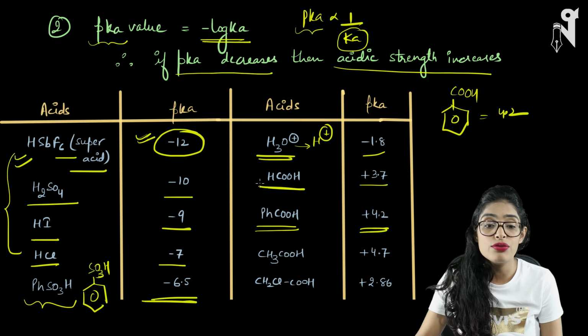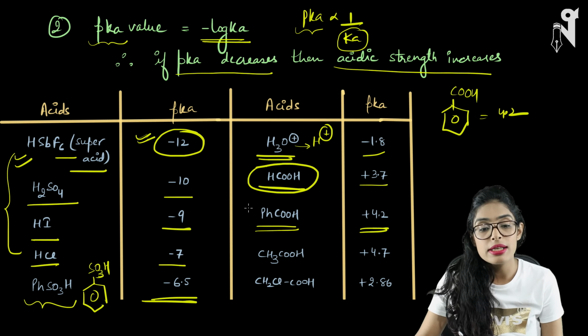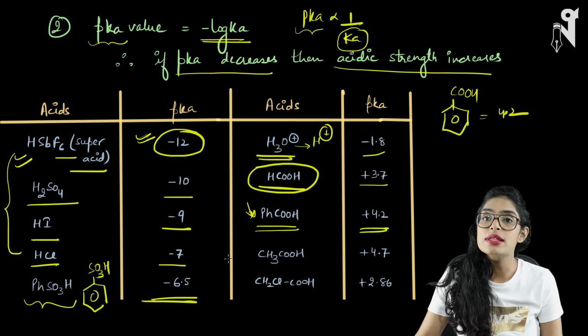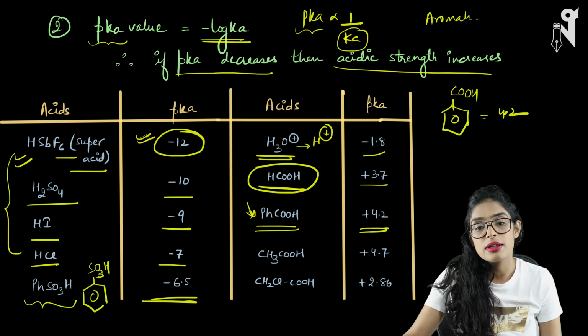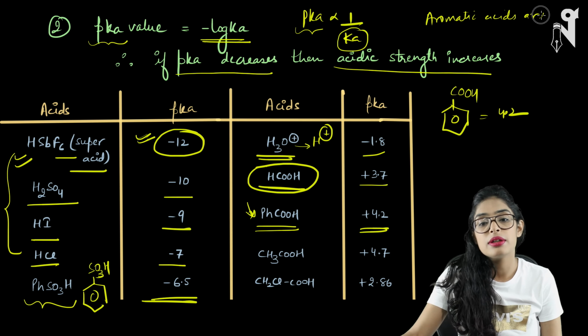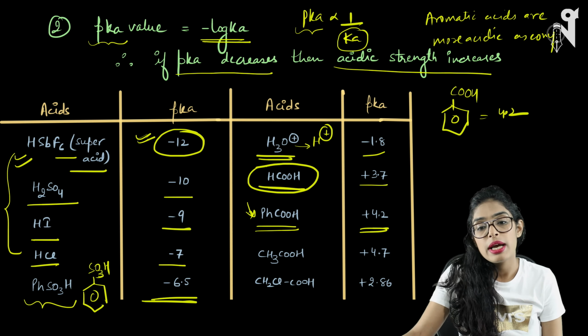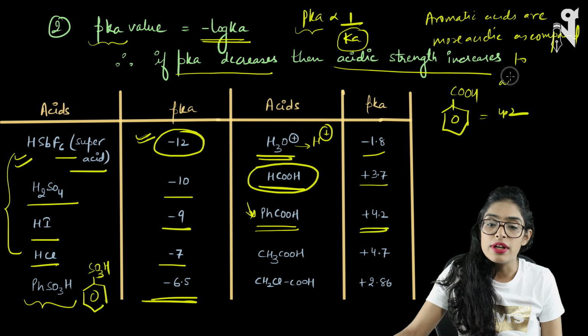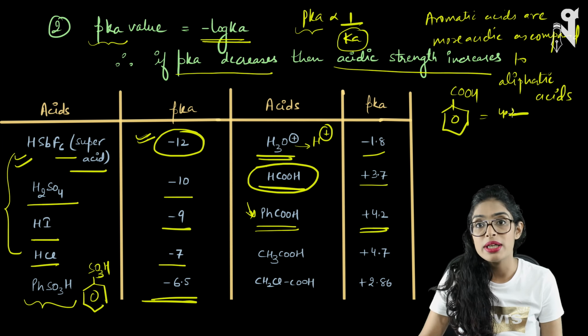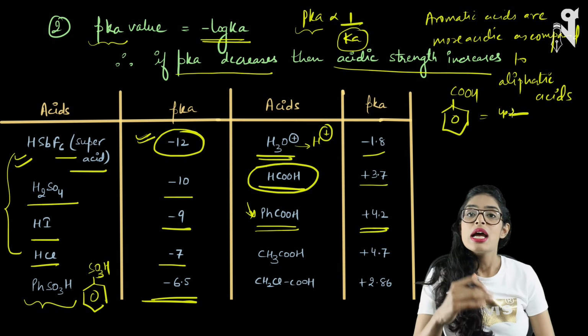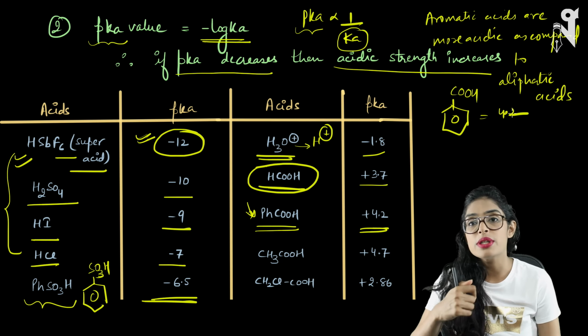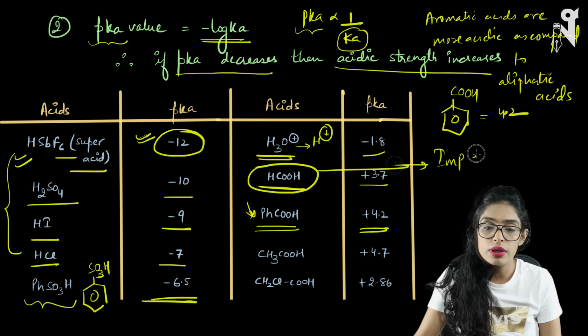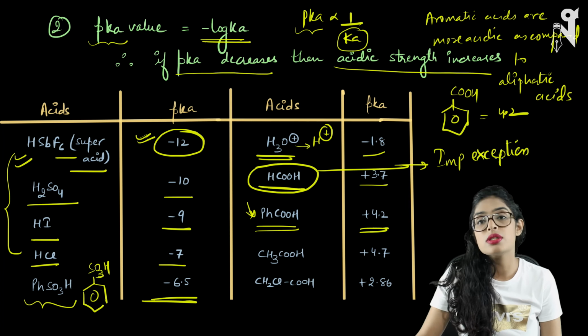This is an exception, so mind it: formic acid is more acidic as compared to your benzoic acid. Why is this an exception? Because aromatic acids are more acidic as compared to aliphatic acids. So all straight chain acids will have relatively lesser acidic strength as compared to the aromatic acid, but the exception is formic acid. Formic acid has higher acidic strength as compared to your benzoic acid. So this is an important exception, and you get questions on this.